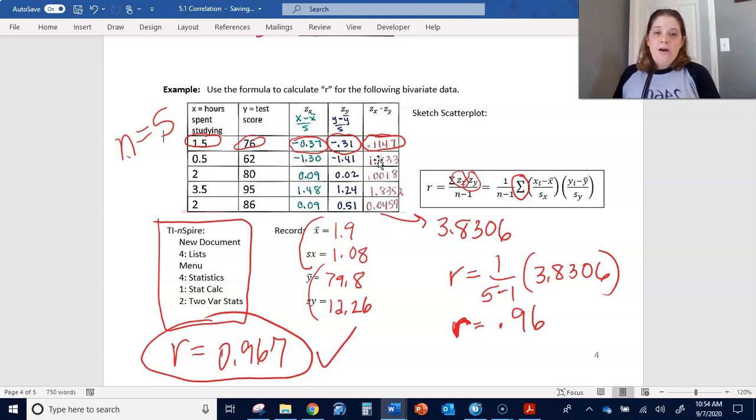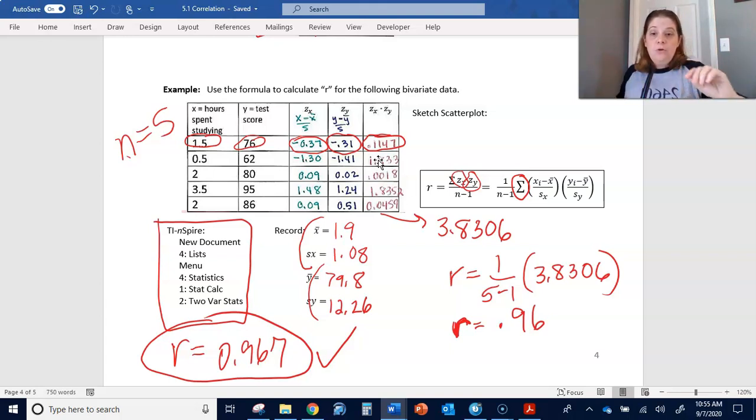Now, you don't need to be able to calculate this by hand, but you need to have an idea of where this R is coming from. This is a mathematical computation based off of z-scores.